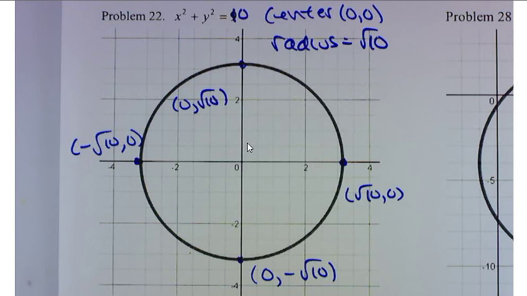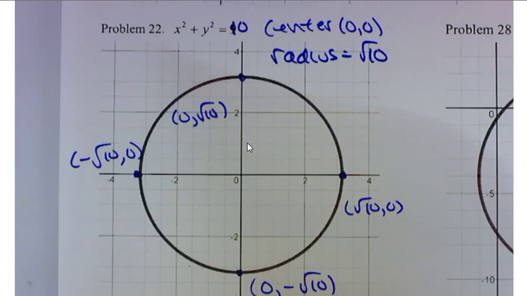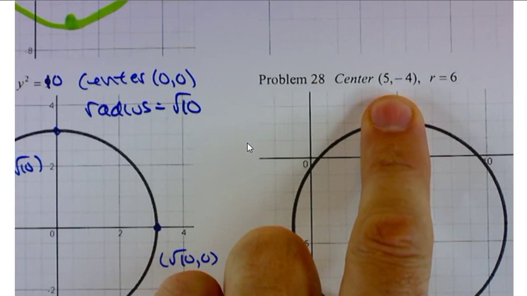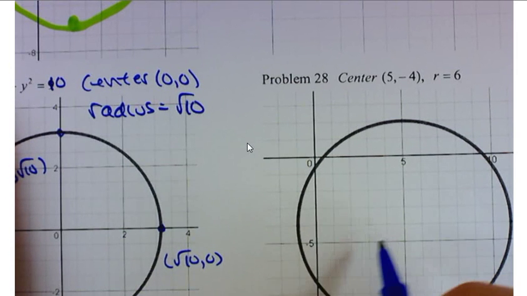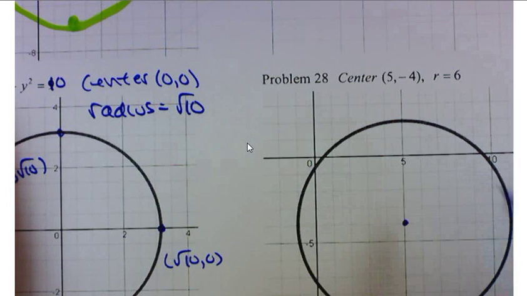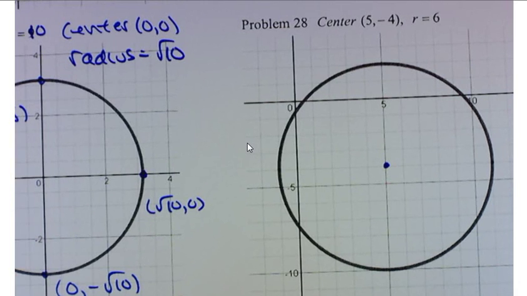Let's do one kind of reverse of what we've done. We started out with the equation, and we found the center and radius. What if they gave you the center and radius and asked for the equation, like problem number 28. Now that equation's already graphed. It starts with the point 5, negative 4, and a radius of 6. All right, so looking good there. So let's see if we can work this backwards.